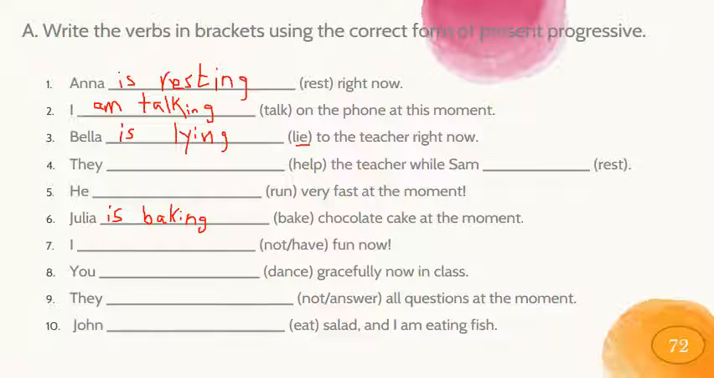Okay, number 9, they not answer all questions at the moment. Also, it's negative here. Okay, the first step is to add the helping verb. They is plural, so it takes are. They are. Since it's negative, I should add not. So they are not, or if you want to say they aren't, it's okay. They are not answering. We have to add ing to the verb. Here it ends with R, so it's simple. We just add I, N, G.